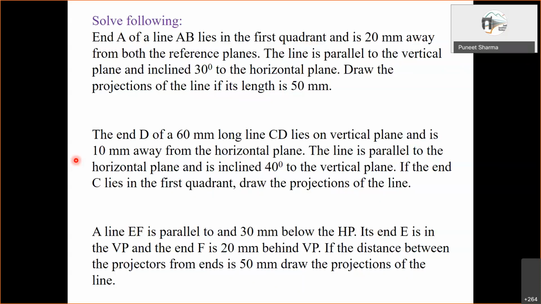Now, it is not mentioned which way, right? It is 10 mm away, but whether above the horizontal plane or below the horizontal plane is not given, right? Let us move further. The line is parallel to the horizontal plane and inclined 40 degrees to the vertical plane, right? The end C lies in the first quadrant, okay?